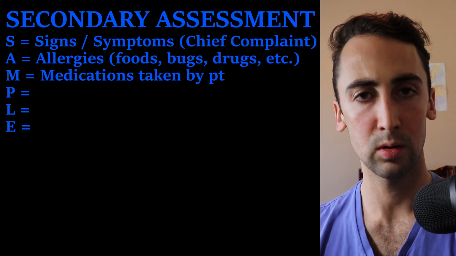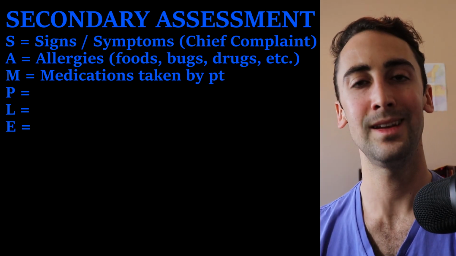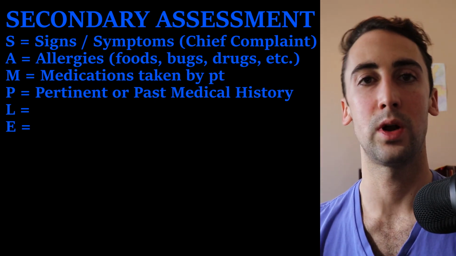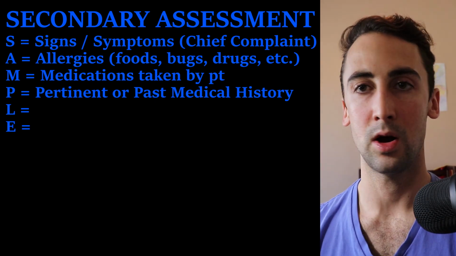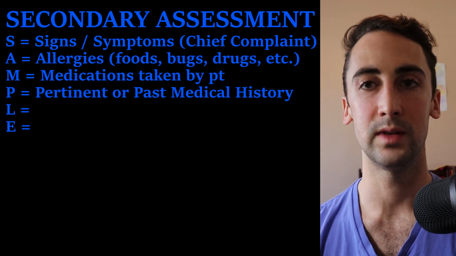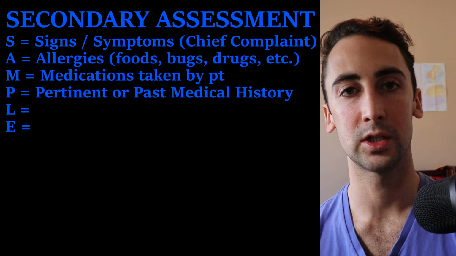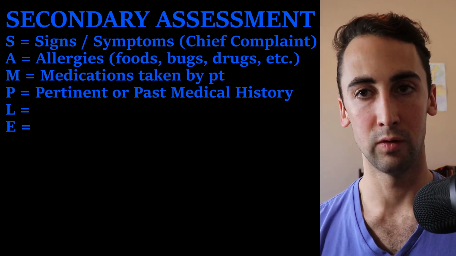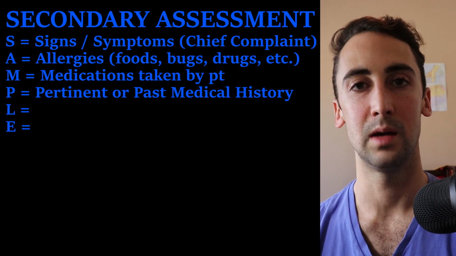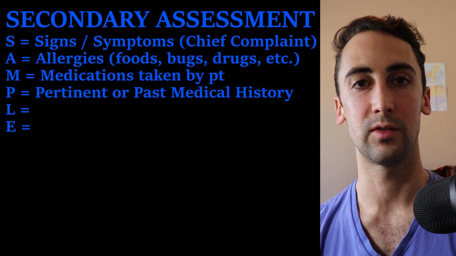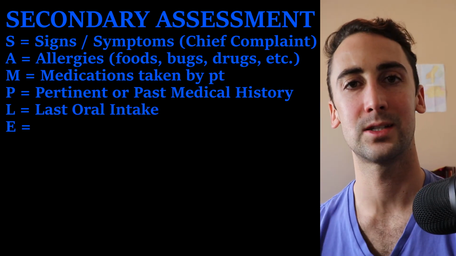Moving along, we are at P. This is going to be pertinent medical history. So again, what sort of medical problems does the patient have? Pretty common: high blood pressure, hypertension, diabetes. Some patients have had previous strokes, myocardial infarctions, heart attacks, all that stuff. So we want to really get an overall view of the patient's medical history, because the hospital particularly will be asking for that.